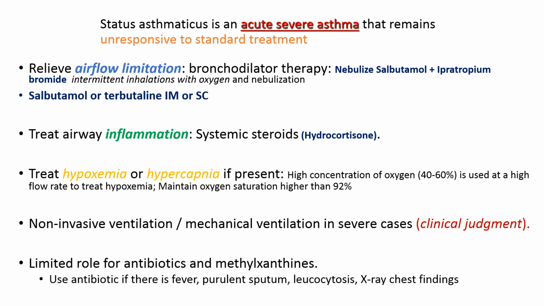There is limited role of antibiotics. There is limited role of the methylxanthines. Antibiotics might be required if the patient is suffering from fever or any other chest finding is there. In severe cases, based on clinical judgment, non-invasive ventilation or mechanical ventilation can be required. Treat hypoxemia if present. So this is how bronchial asthma, and in this particular case the status asthmaticus, should be treated.